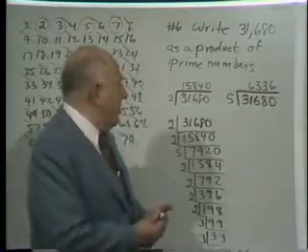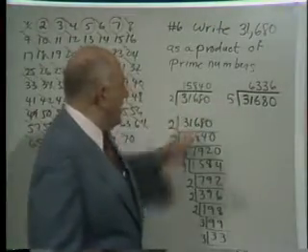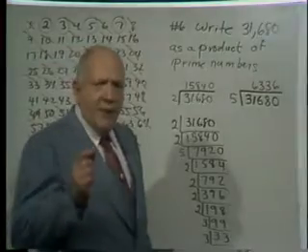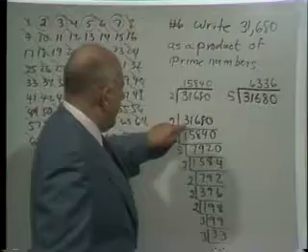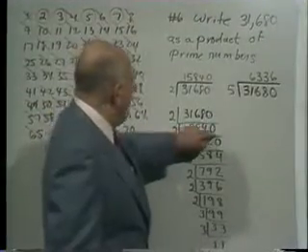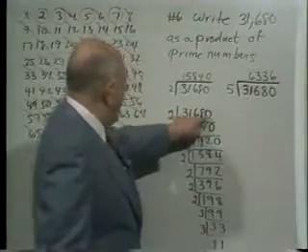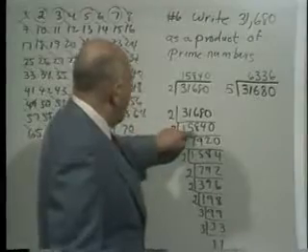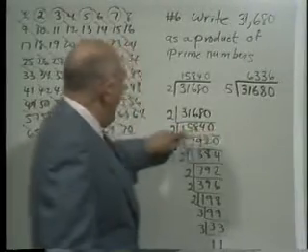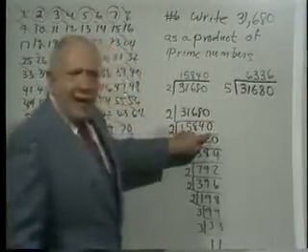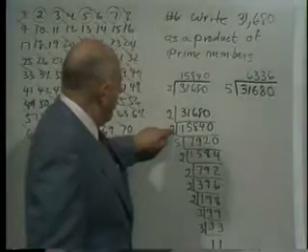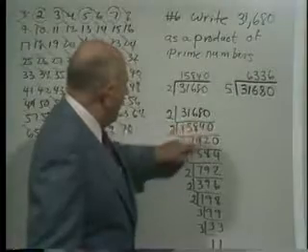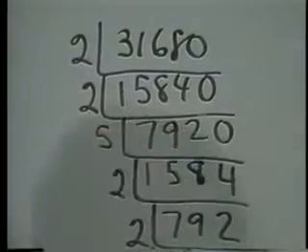Well, you see, the beauty is, even though I can factor this in many different ways, if I stick to primes, I can only factor it in one way. See, suppose I decide to divide by 2 first. Then I get 15,840. That means that 31,680 is twice 15,840. Now this ends in a 0. I'll decide to divide by 2 again. So this 2 goes into 15,840, 7,920 times.